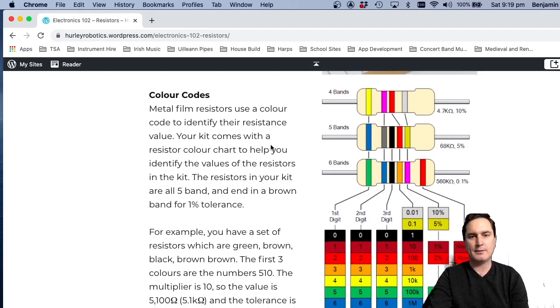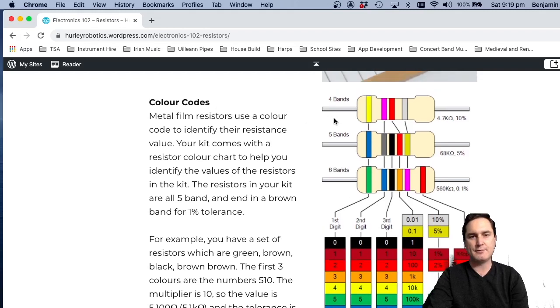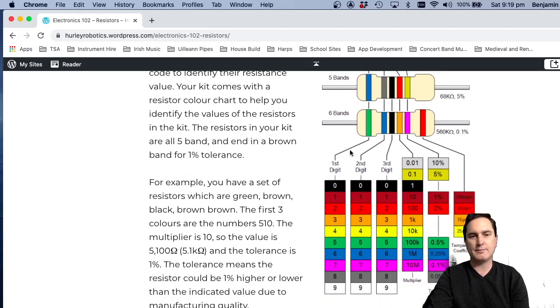So a resistor can have 4, 5 or 6 color bands. The ones in our kits are all 5 color band resistors. And the bands go like this. The first 3 colors will be the 3 digits, and then the 4th band will be the multiplier. So we take our number from our 3 digits and we times it by the number according to the color of this band. And then our 5th one is our tolerance.